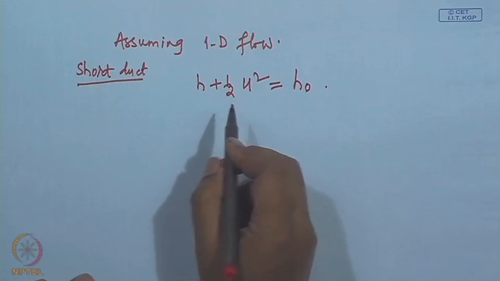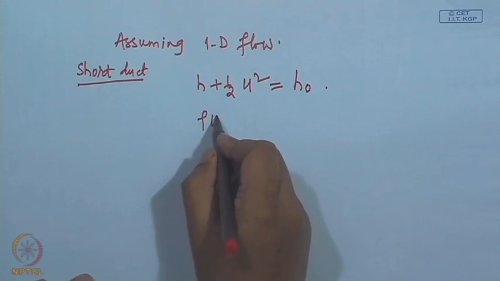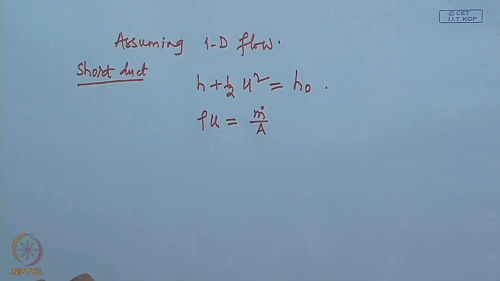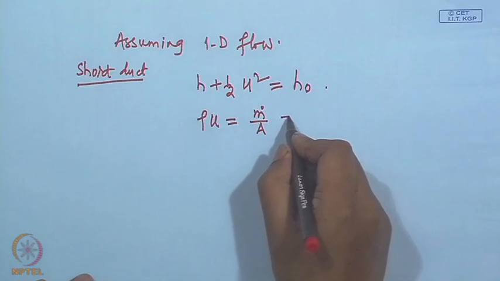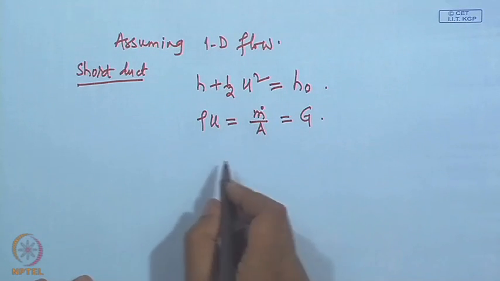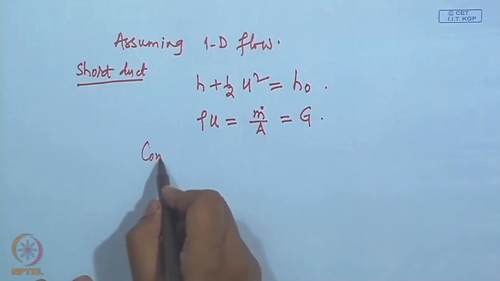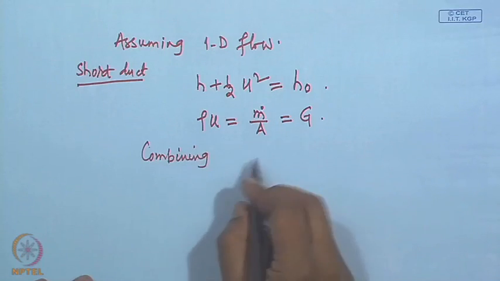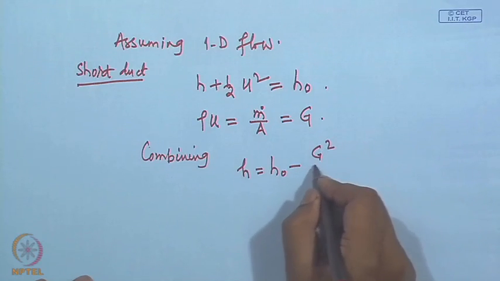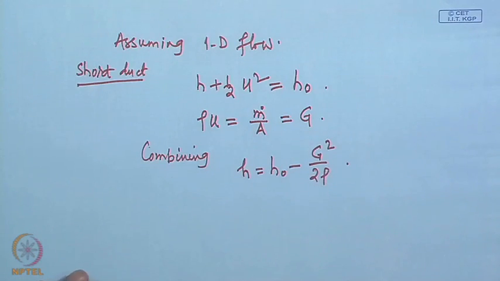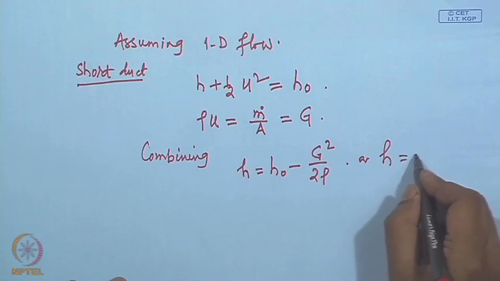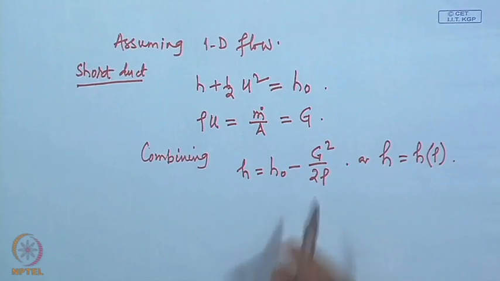The mass flow rate is again a constant, this being the mass flow rate per unit area, and let us denote this by G. Now, substituting this here, if we combine the two, we get h equals h naught minus G squared by 2 rho. That is, the enthalpy is now expressed as a function of density alone, h naught and G being constant.